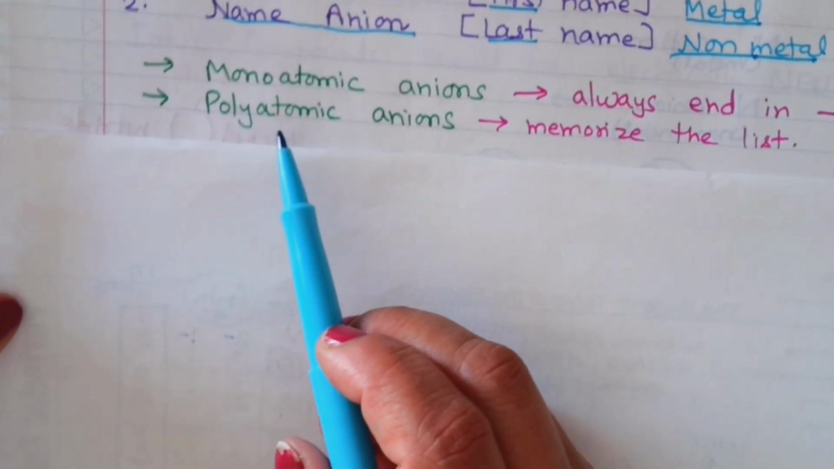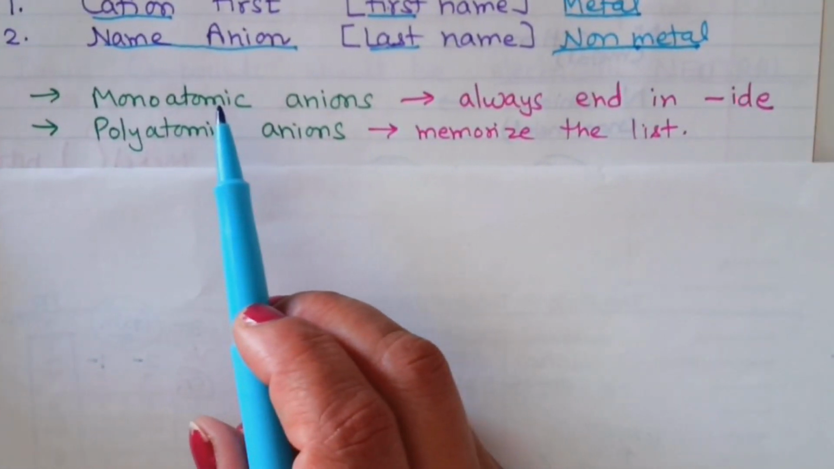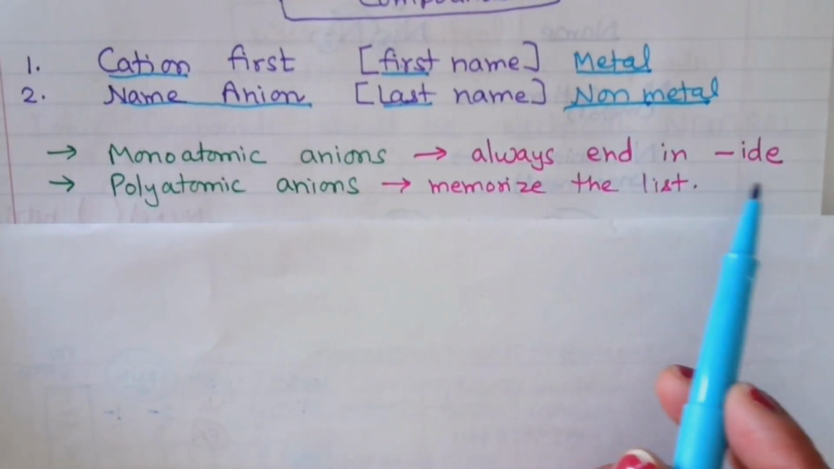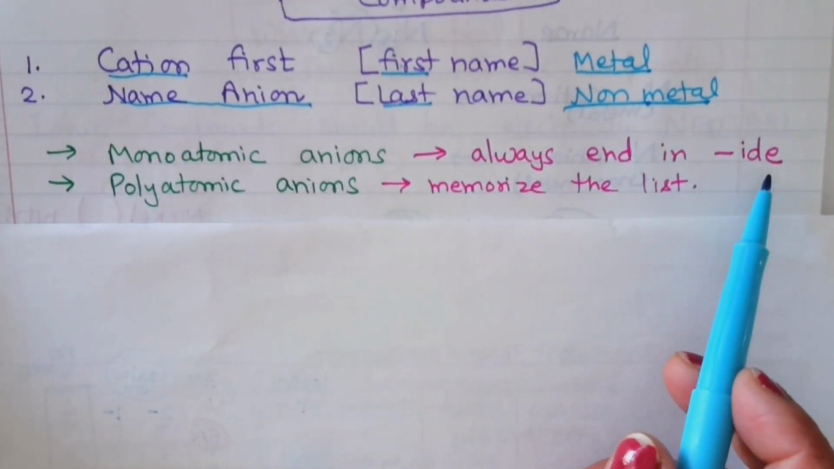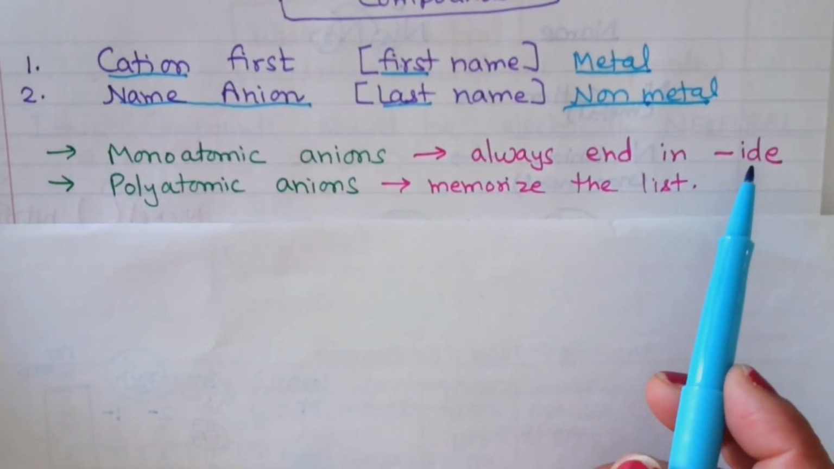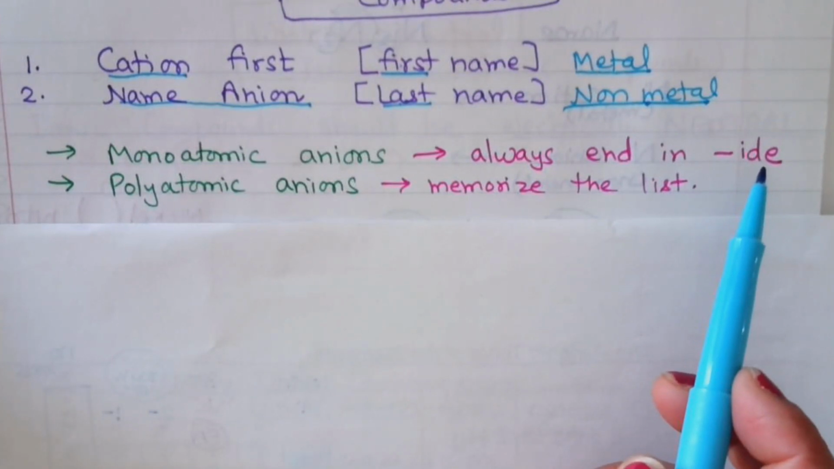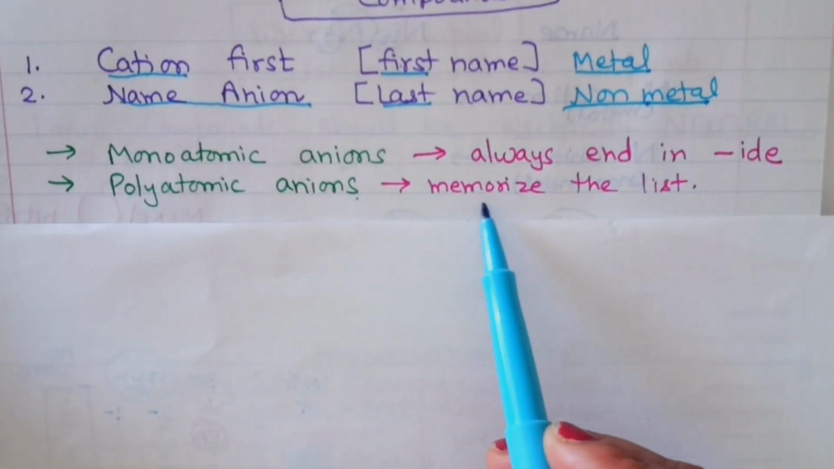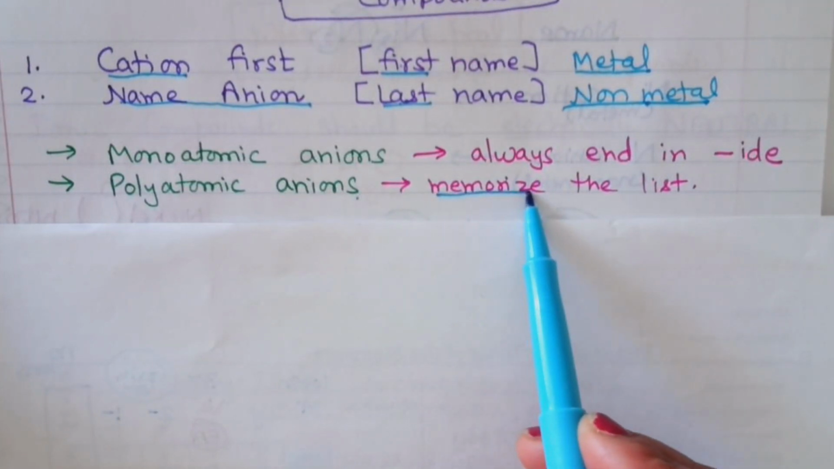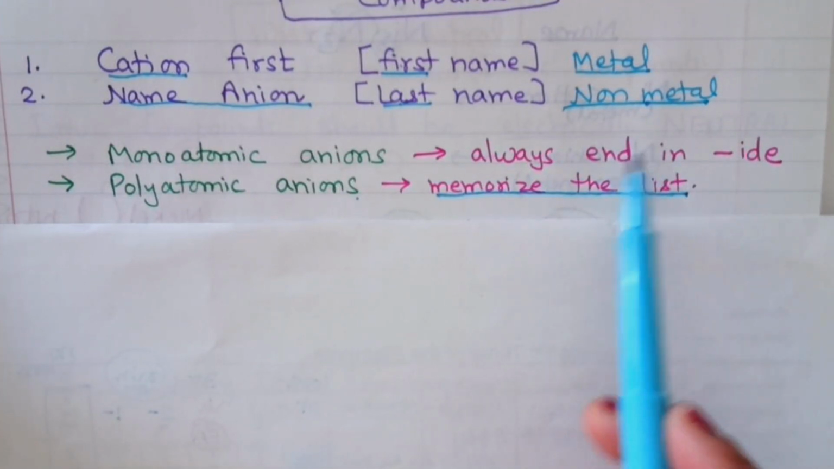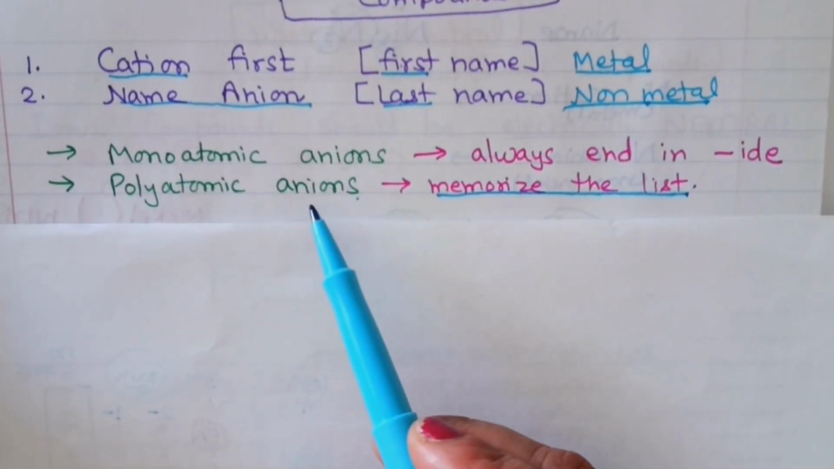Always remember, monatomic anions always end in -ide. That's their name, like oxide, sulfide, chloride, nitride, phosphide, and so on. Whereas for polyatomic anions, there's no other way: you have to memorize the list that I gave you. You have already started memorizing your polyatomic anions.